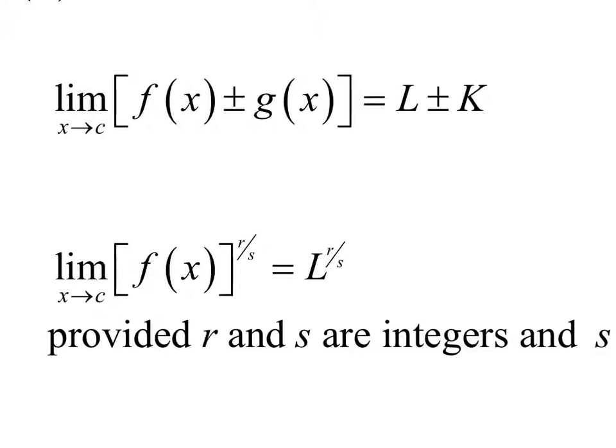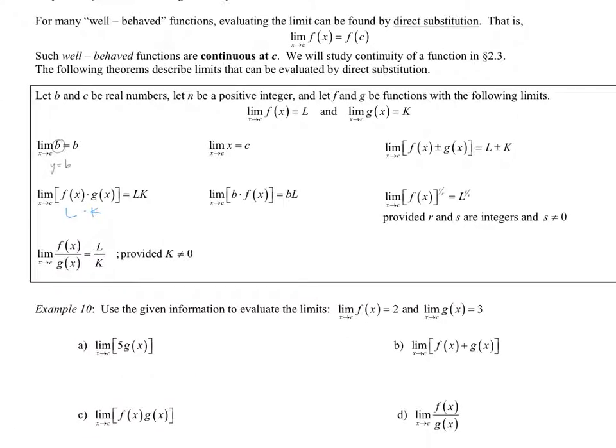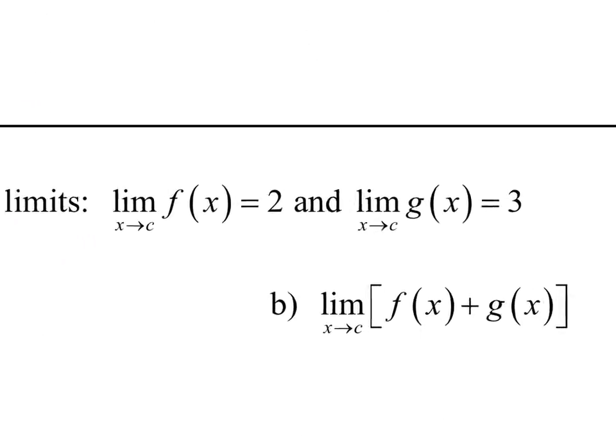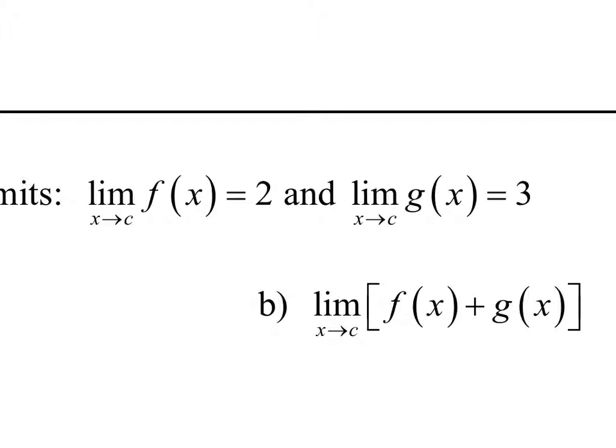All right, so let's try some. Use the given information to evaluate the limits. The limit as x goes to c of f of x equals 2, and the limit as x goes to c of g of x equals 3. We're going to use these two ideas in the problems right below it.